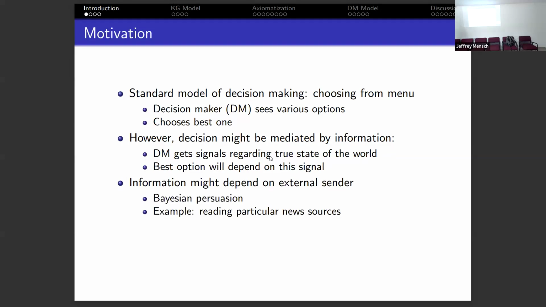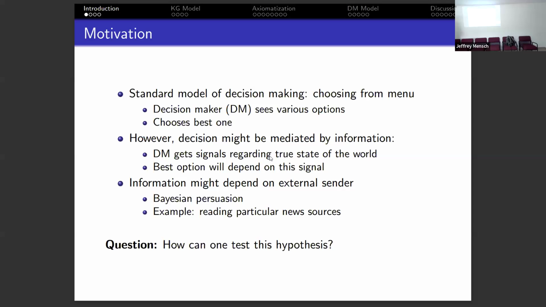Now, one particular case of where this information could come from is that the decision maker is being Bayesian persuaded. So there's some third party, we call it a sender, who is giving signals to the receiver in a way where they commit ex-ante to a particular distribution, and the sender has their own preferences regarding the actions that the decision maker is going to take. On the basis of these preferences and what they expect the decision maker to do, they generate these signals. So the question that we're going to address today is how do we test such a hypothesis? Namely, if we see a particular pattern of decision making from a set of menus, can we justify this pattern of decision making as arising from Bayesian persuasion from some unobserved sender?